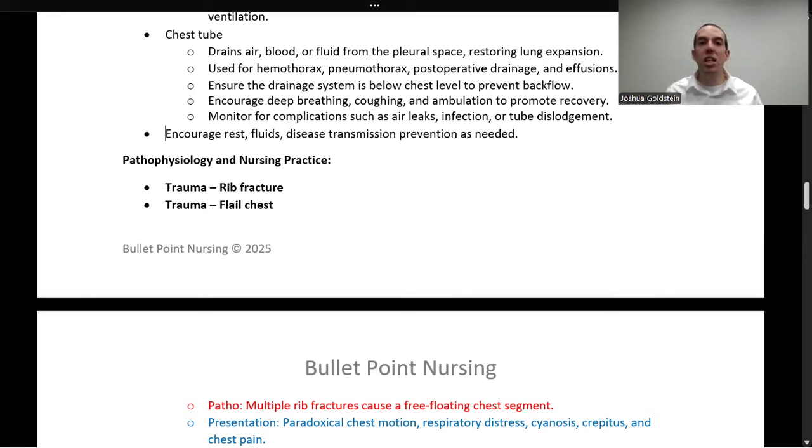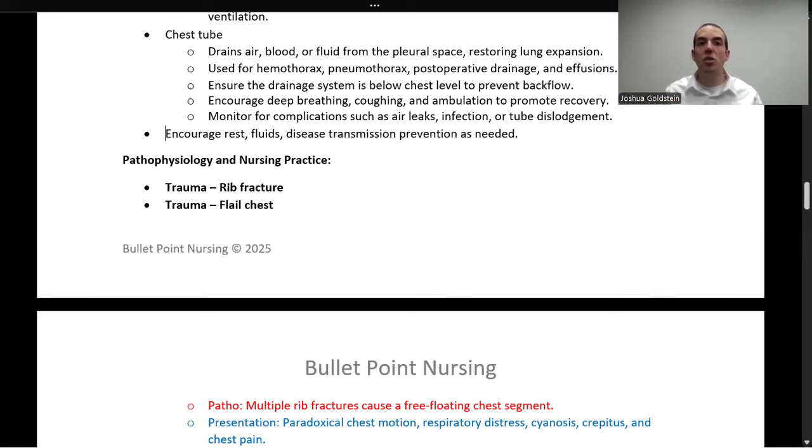When you're dealing with the chest tube, there's a whole ton to know about the drainage systems, and there's a few different drainage systems. There's water drainage systems, etc. Make sure that the drainage system's at the chest level to prevent backflow. That's a common nursing school test question, so I just want to throw that in there.